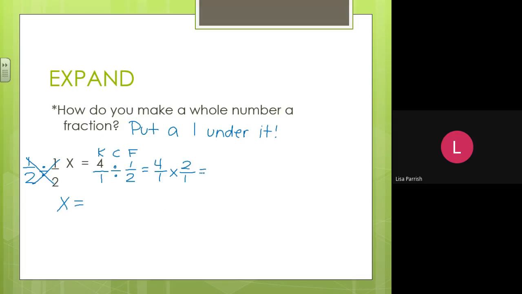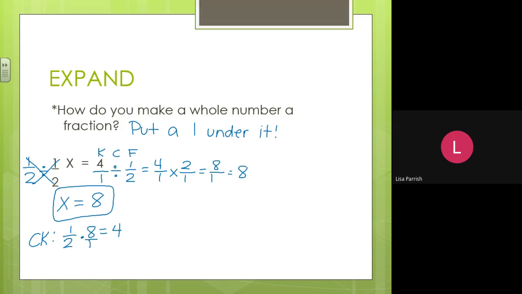Now, this is going to be a little easier. 4 times 2 is 8. 1 times 1 is 1. So 8/1 becomes 8. So my answer is x equals 8. That one was a little easier than the last one. So to check ourselves, plug 8 in. We've got 1/2 times 8 is supposed to equal 4. All right. Now remember, we just said to make a whole number, the 8 down here, a fraction, I'm going to put a 1 under it.